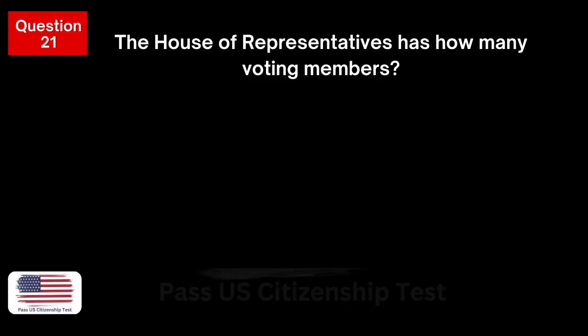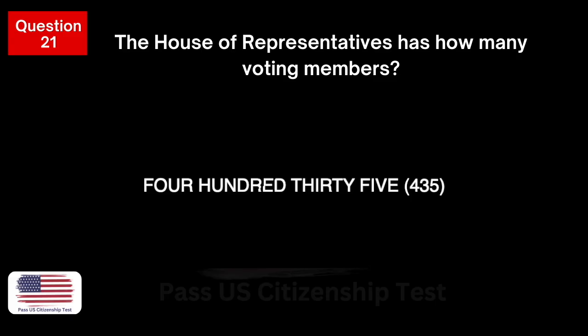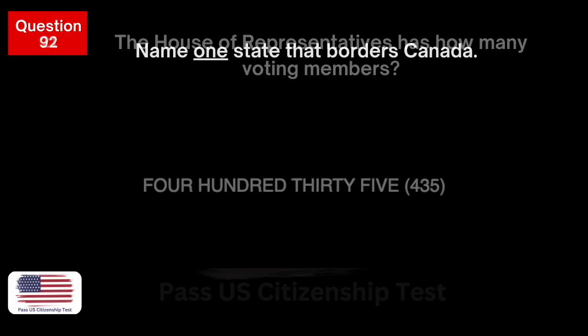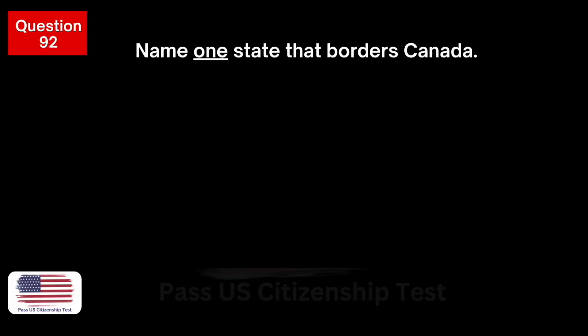The House of Representatives has how many voting members? 435. Name one state that borders Canada. New York.